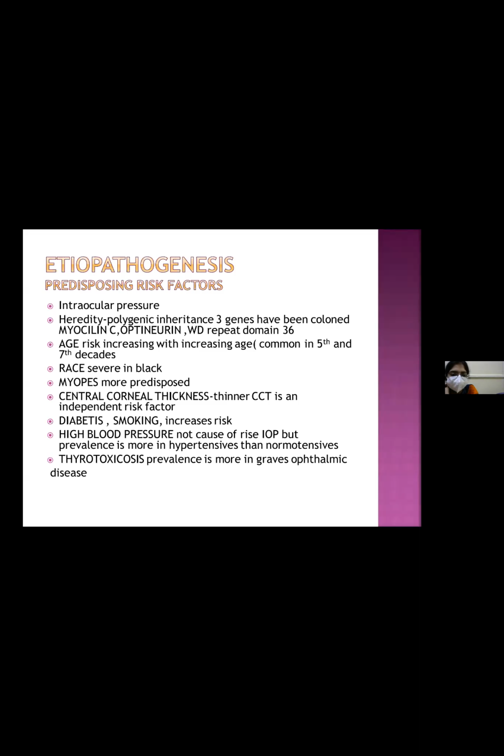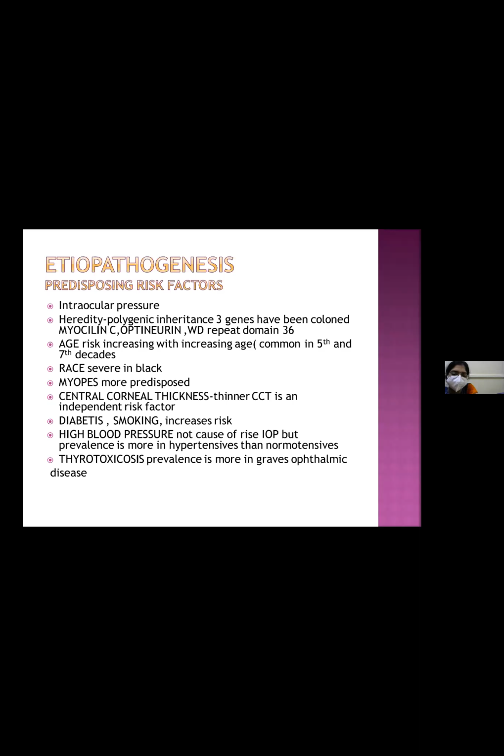Age, the risk increases with increasing age. It is common among the fifth and seventh decades. Race, they are more common and severe in black people, and myopes are more predisposed than the normals. Then central corneal thickness, a thinner CCT is an independent risk factor, and diabetes and smoking increase risk for open angle glaucoma. High blood pressure does not cause a rise in IOP, but the prevalence is more common in hypertensives than the normotensives. Same with thyrotoxicosis.